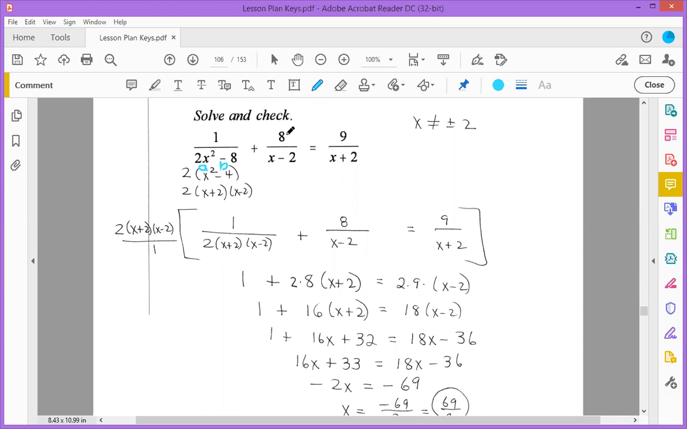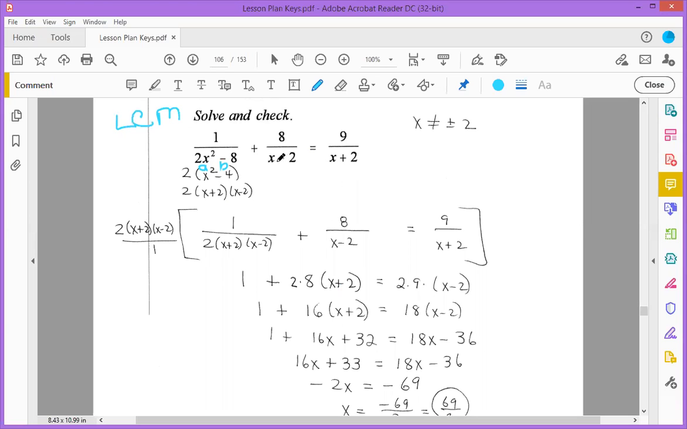And we're adding this to a fraction that has x minus 2 in the denominator. So we see the differences. In our denominators, we have x minus 2, and we have an x plus 2 on the right side. But remember, we need a common denominator. We need that LCM. So all of these denominators must be the same.